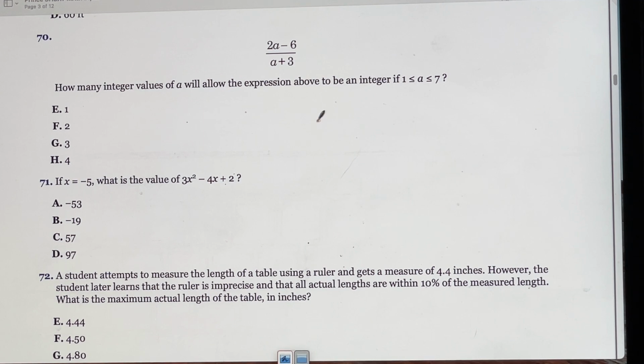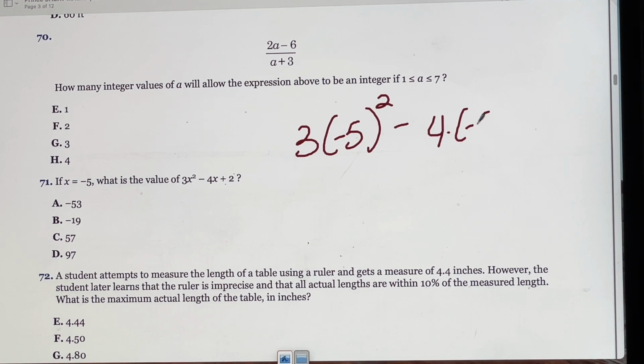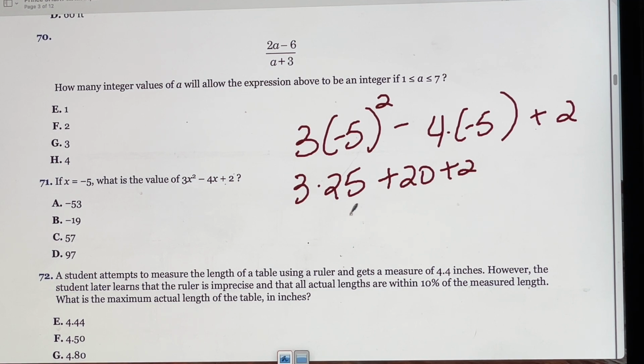71. We want to substitute x squared, which was negative 5. If it's negative, I always put it in parentheses. So, order of operations: 3 times 25, that is 75. Then negative 4 times negative 5 gives me positive 20, plus 2. This is 75 plus 20 plus 2, and I think this is 97.